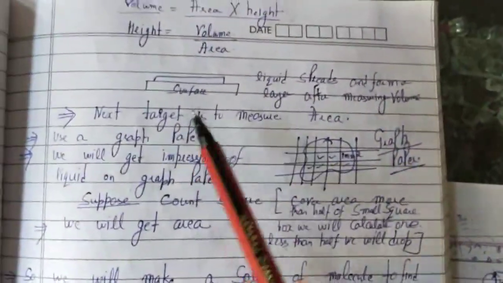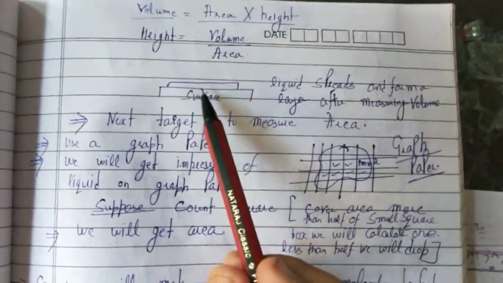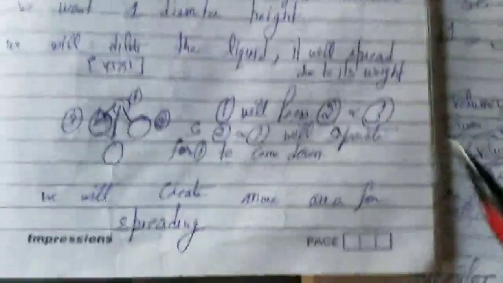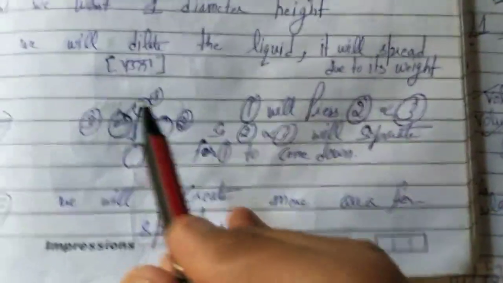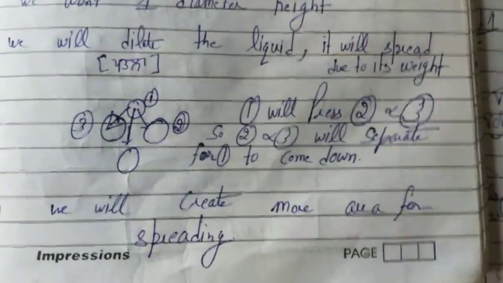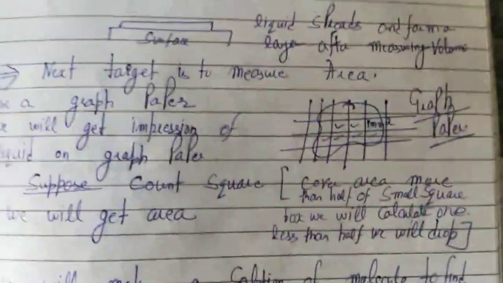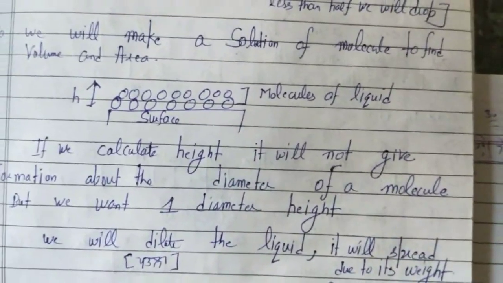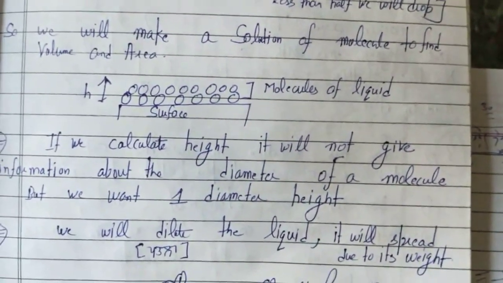So that means we will take a surface, we will form a layer of liquid on the surface. What then will we get? We will then dilute it. When you dilute it, it will form a single layer. And then what will we get? We will get the impression on graph paper to calculate the area. So in this way we are going to get the area.